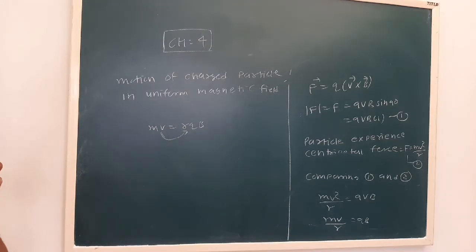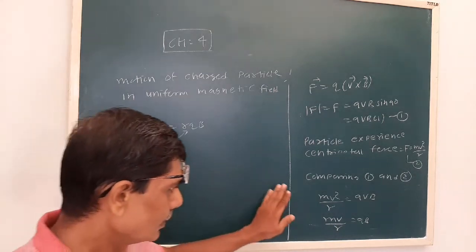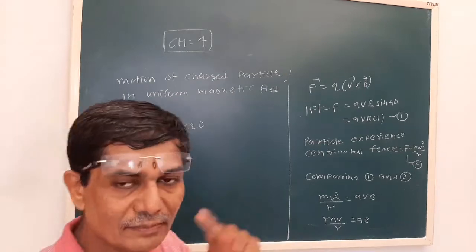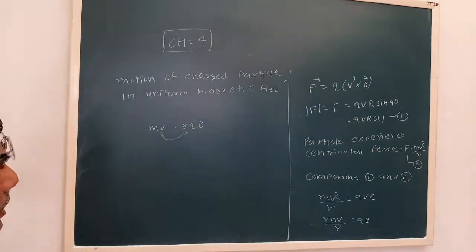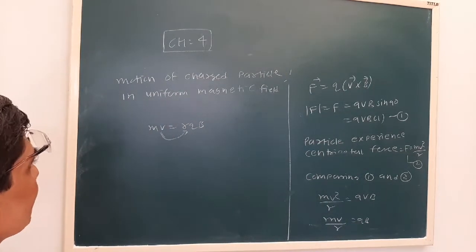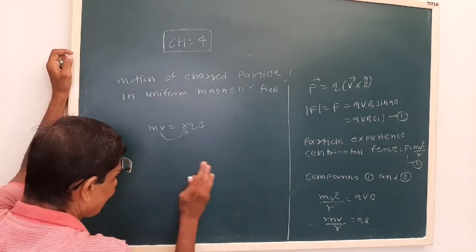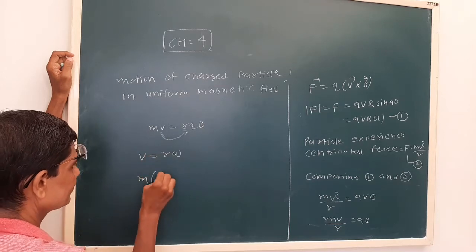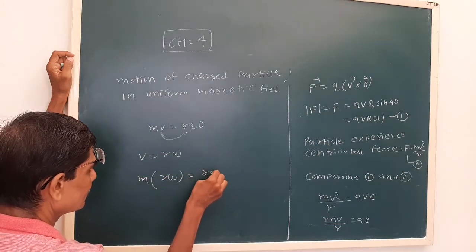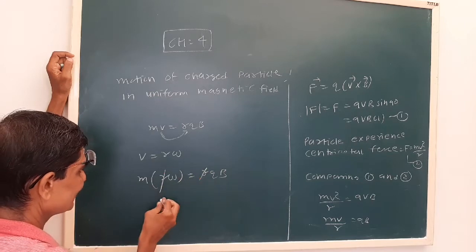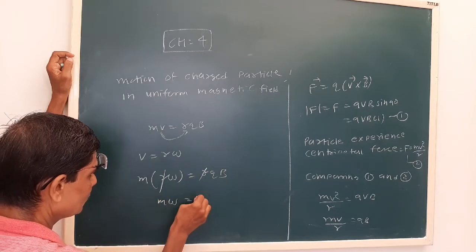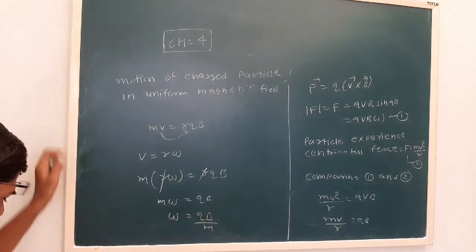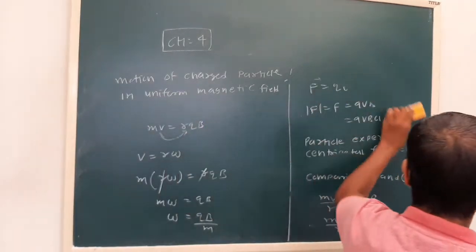Now we have to find out the periodic time and the frequency also. As the particle moves on a circular path, what is the periodic time? Now we know v is equal to r omega, so m r omega is r qB. M into omega is qB, so omega is qB upon m. Now recall omega is 2 pi f.